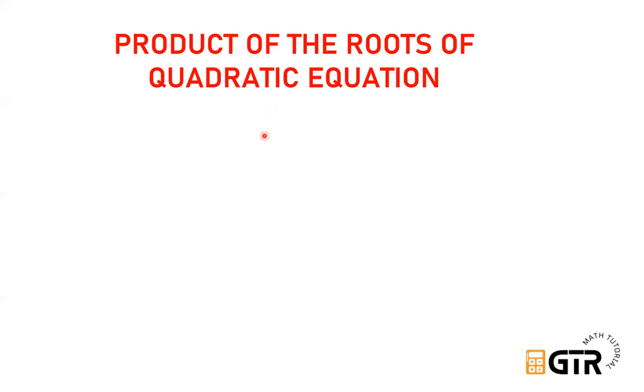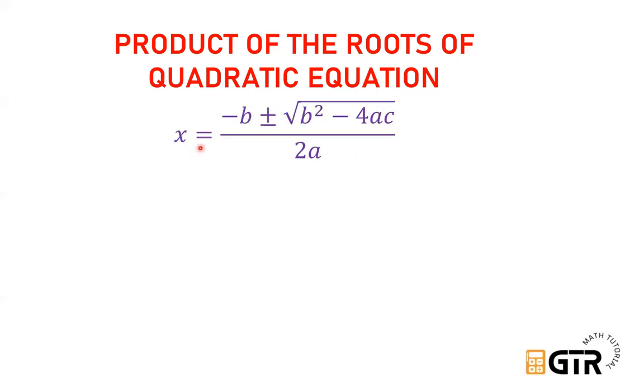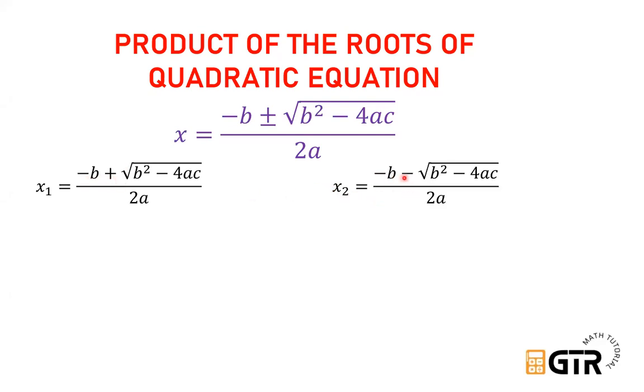Recall that the quadratic formula is x equals negative b plus or minus square root of b squared minus 4ac all over 2a. So ito yung gagamitin natin to derive the formula for the product of the roots. We have x sub 1, the positive part: negative b plus square root of b squared minus 4ac over 2a, and x sub 2, the negative: negative b minus square root of b squared minus 4ac over 2a.